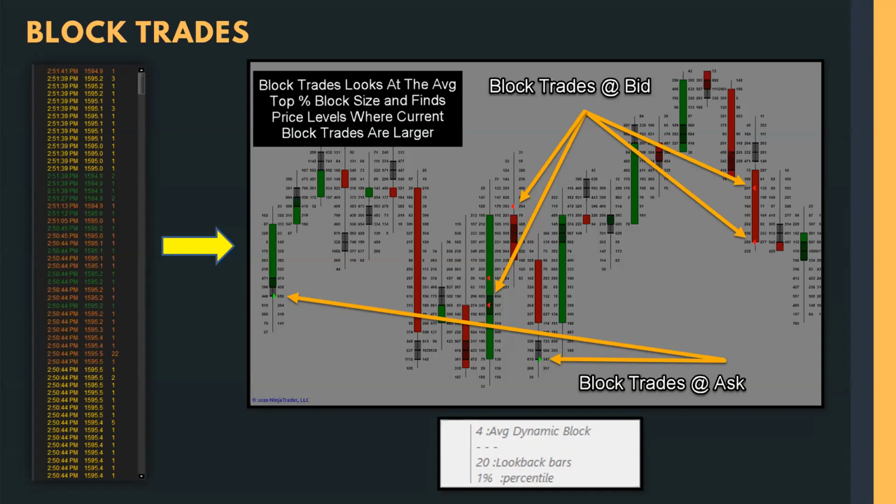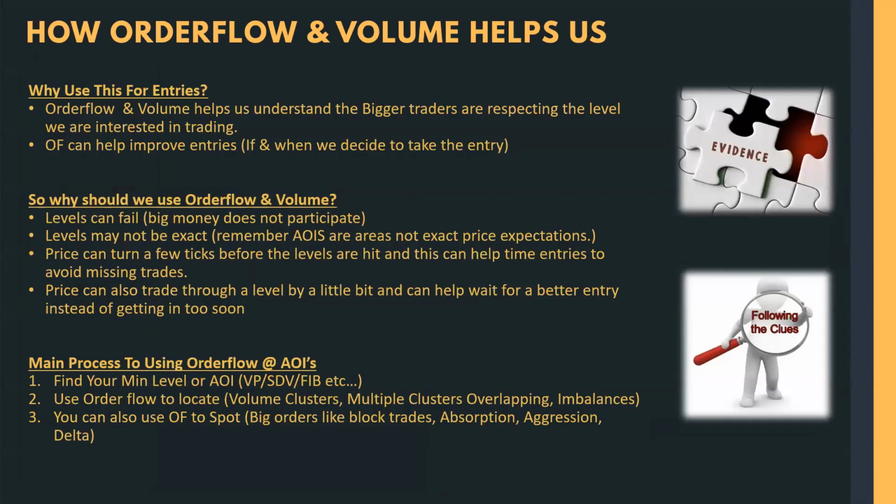Okay, so let's go in here and let's talk about how to put this all together into some actionable strategies. Then we're going to go on the charts and take a look at some examples and all of that fun stuff. How can order flow and volume help us? Well, first of all, we use order flow for entries. Order flow and volume can help us understand where the bigger traders are respecting the level that we're interested in getting involved in. Order flow can also help us improve the entries if we're deciding to take a trade at any given time. It helps us with some evidence, okay?